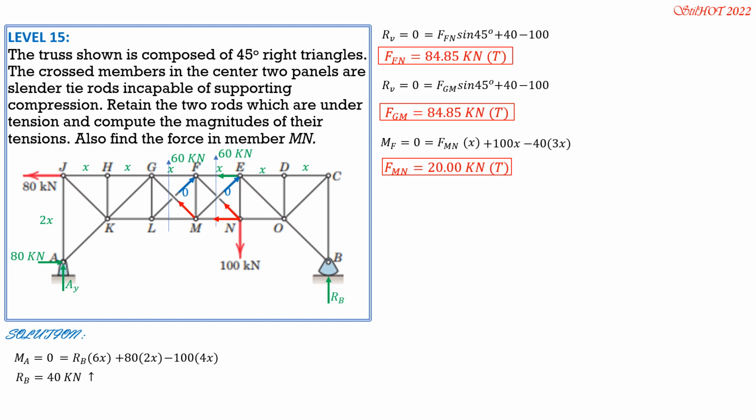level 15. Let's have levels 16 to 20. Then I plan to have levels 21 to 25. The challenging trusses will be there.